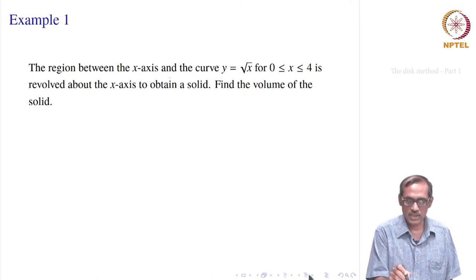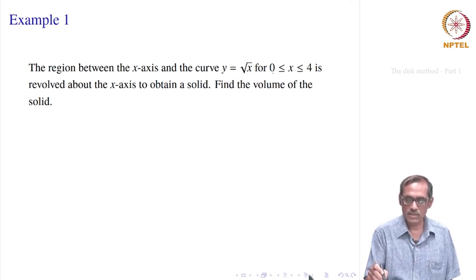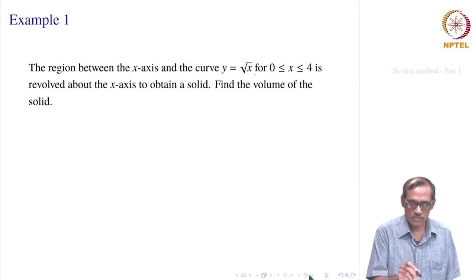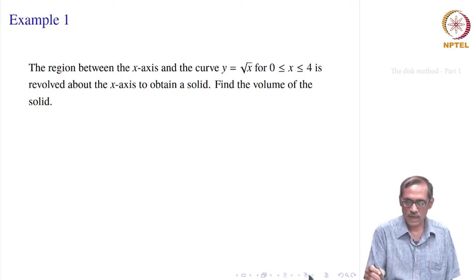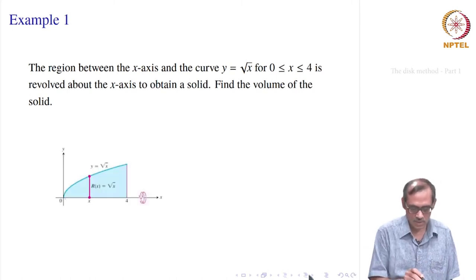So, the region between the x axis and the curve y equal to root x. We have a curve y equal to root x, and the lines are x equal to 0 and x equal to 4. So, the region is defined by y equal to root x, the x axis, and x equal to 0, x equal to 4. Once you take the curve, this curve is revolved about the x axis, and along with this 0 less than or equal to x less than or equal to 4, you get a solid of revolution. We want to find the volume of that solid. So, this is how it looks.